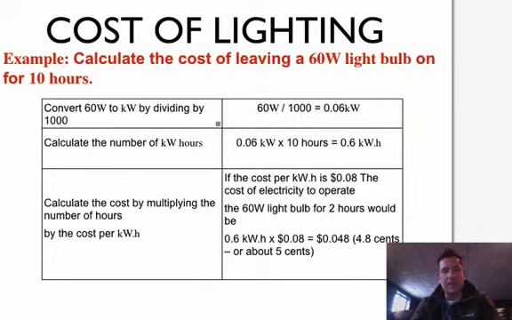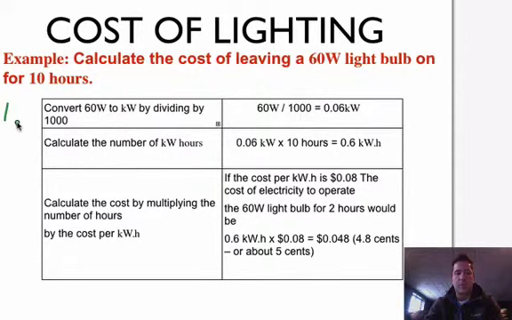Cost of lighting, an example. We want to calculate the cost of leaving a 60-watt light bulb on for 10 hours. There are a few steps we have to go through. Step one, we need to look at a conversion. I need to convert 60 watts to kilowatts, so I'm going to divide it by 1,000.